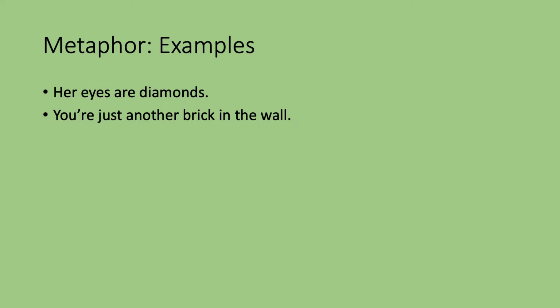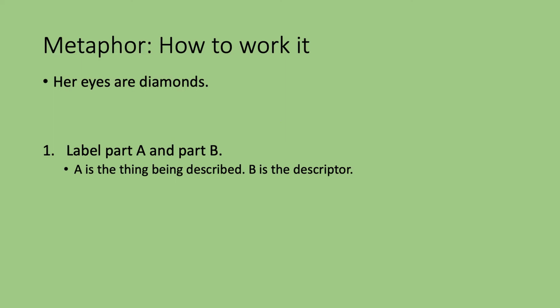Here are some examples. Her eyes are diamonds. A is B. Her eyes, A, are diamonds, B. You're just another brick in the wall. You, A, are B, another brick in the wall. Let's see how we unpack a metaphor.